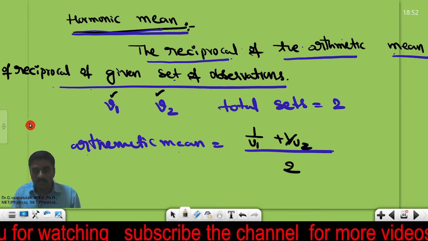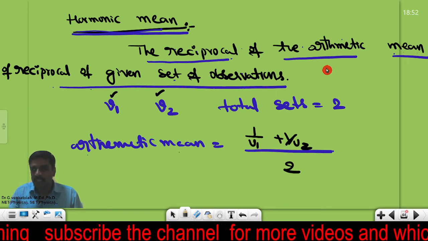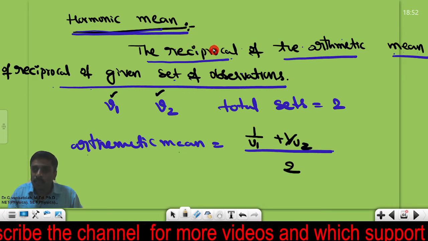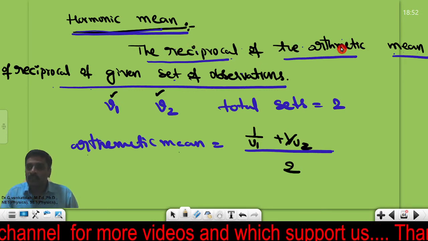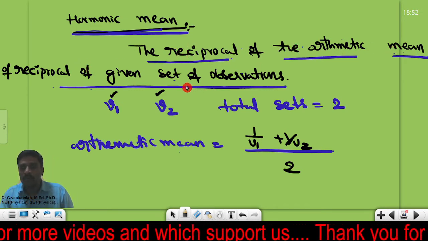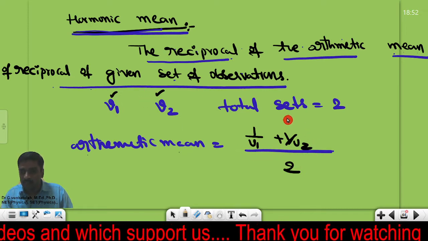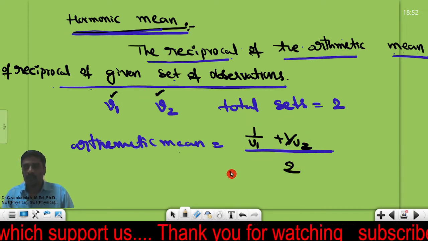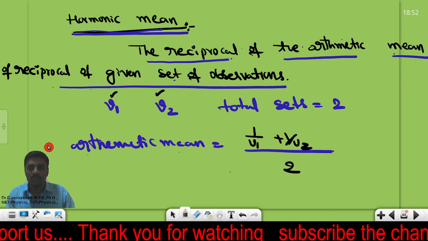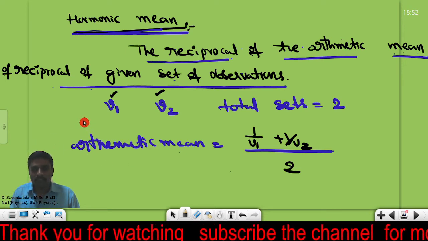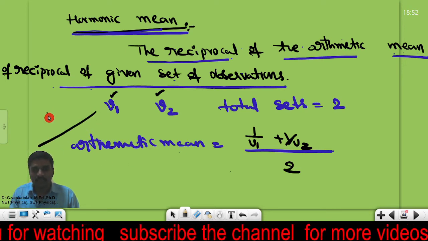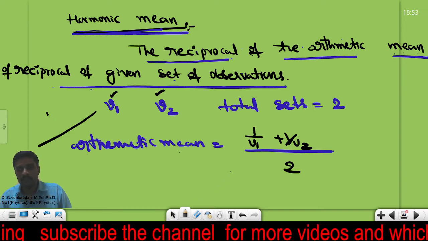So that is the reciprocal of the arithmetic mean. The reciprocal of the arithmetic mean of the reciprocals is what we need, so we need to take the reciprocal of this one. How do we take the reciprocal? It is 1 by this one.